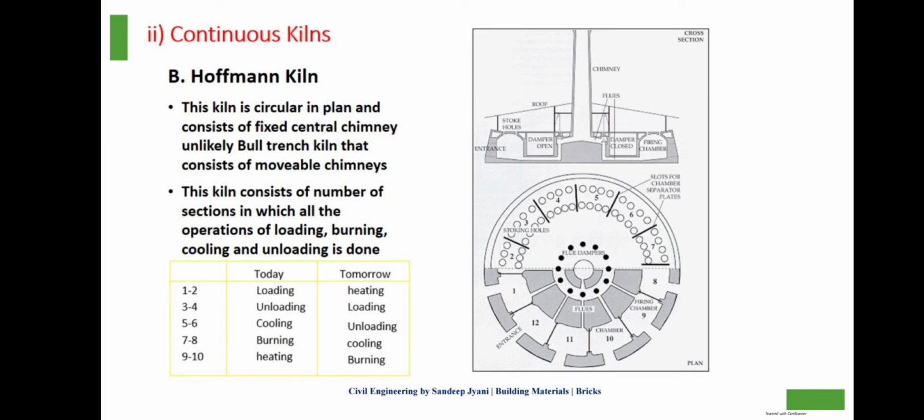Hoffman kiln. This kiln is circular in plan and consists of a fixed central chimney, unlike Bull's trench kiln, which consists of movable chimneys. This kiln consists of a number of sections in which all the operations of loading, burning, cooling, and unloading are done.